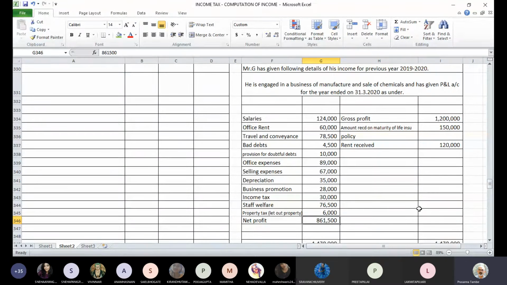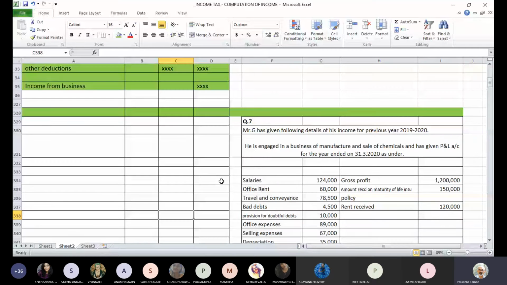The second one is rent received. This rent received is not business income. It is taxable as income from house property, because the additional information says he is the owner of a property and the property is given on rental basis. So that means we have one more head of income, and that is income from house property. So let us start with the working.